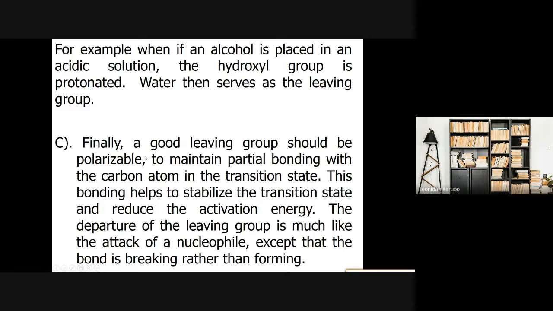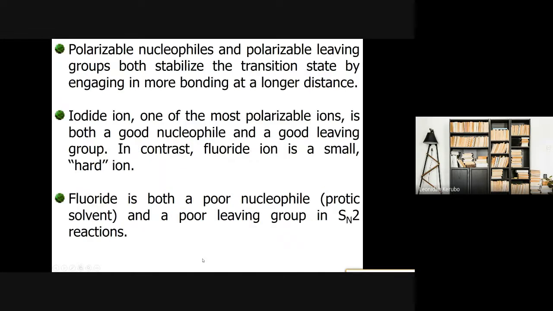Then C, finally, a good leaving group should be polarizable to maintain partial bonding with the carbon atom in the transition state. This bonding helps to stabilize the transition state and reduce the activation energy. The departure of the leaving group is much like the attack of the nucleophile, except that the bond is breaking rather than forming. Polarizable nucleophiles and polarizable leaving groups both stabilize the transition state by engaging in more bonding at a longer distance because they are larger ions.